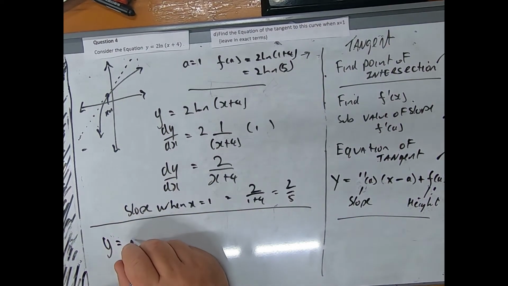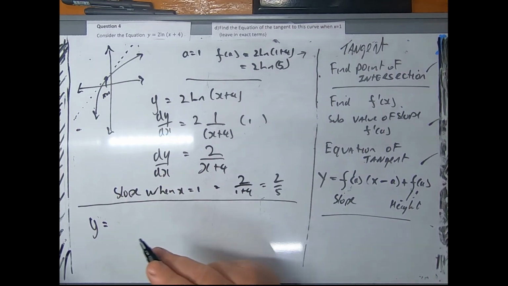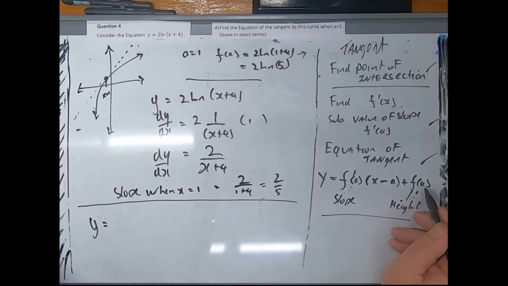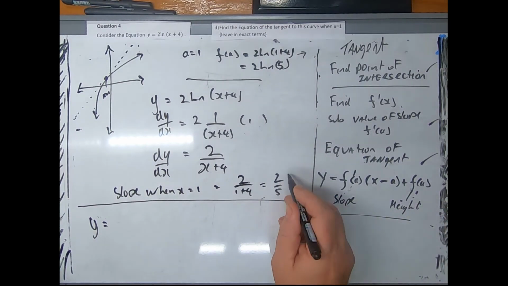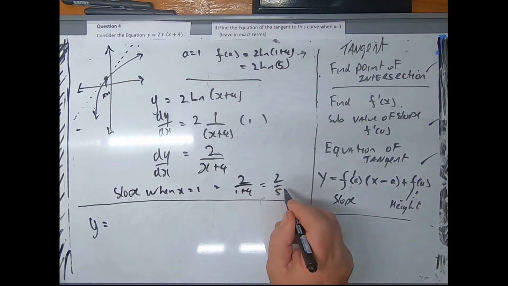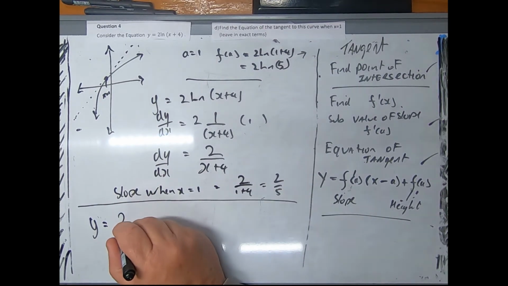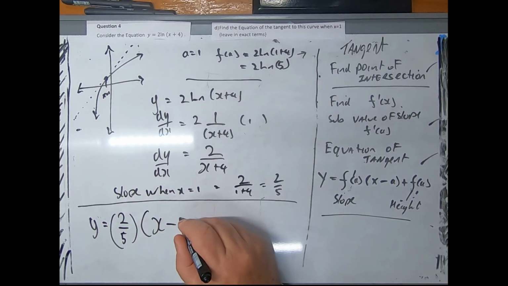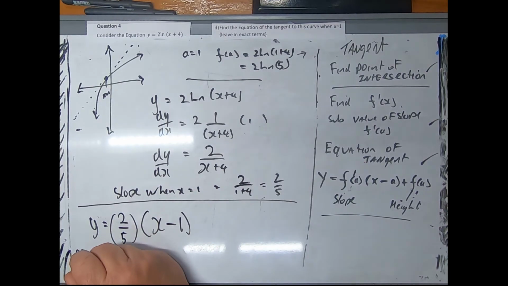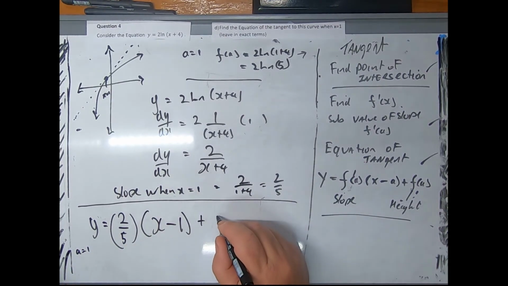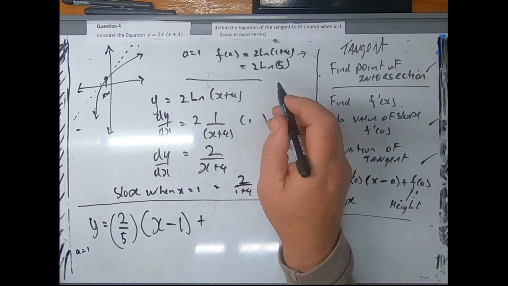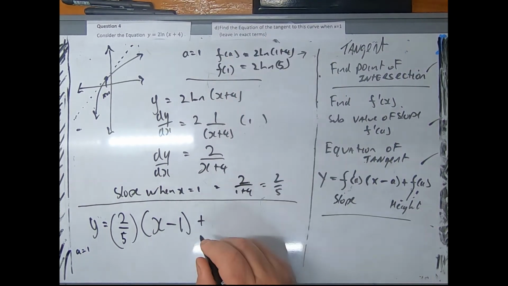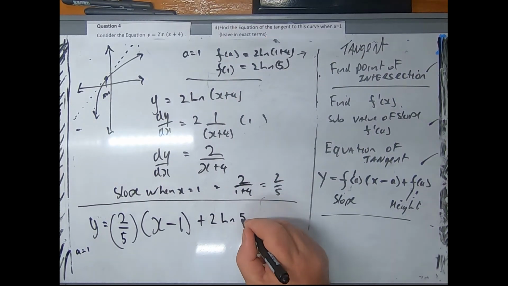For the tangent, now we're looking to write the equation of the tangent. So y equals f dash of a times (x minus a) plus f of a. In this case, here's the derivative once we have substituted x equals 1: 2/5 bracket x subtract 1, since a equals 1 in this question, plus f of 1. Now f of 1 is what we found at the start: 2 ln 5.